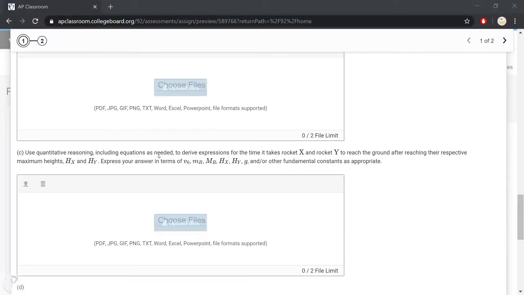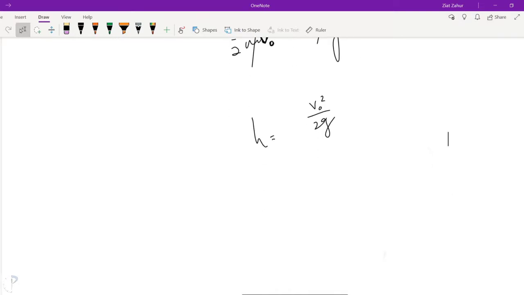Use quantitative reasoning, including equations as needed, to derive expressions for the time it takes. All right, now we've got to do time. So now it's VOVAT stuff. VOVAT. Initial velocity is VO. Final velocity is 0. The time it takes for what, to reach the maximum height? Oh, reach the ground after reaching the respective maximum height. Oh, reach the ground.